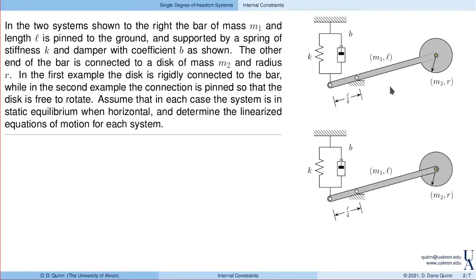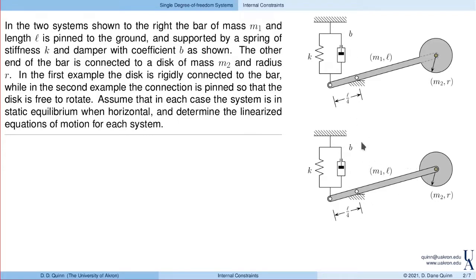Today I'd like to look at the following two systems, and these are obviously very similar. In each case, I have a bar of mass m1 and length L that's pinned at the origin, and a disk of mass m2 and radius r that is connected at the end of the bar. Now, the difference here is that in this upper figure, this connection is rigid. Effectively, the bar and the disk are welded together. While in the lower example, I have a pin connection. So the disk is free to rotate at the end of the bar. But of course, it moves along as the bar moves as well.